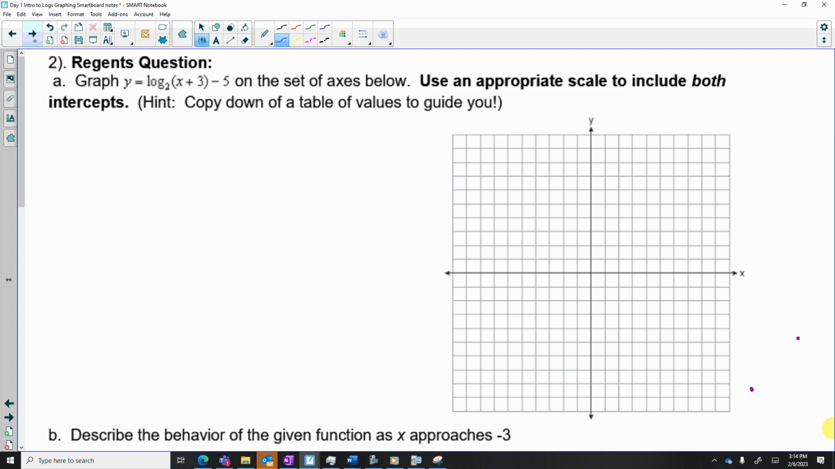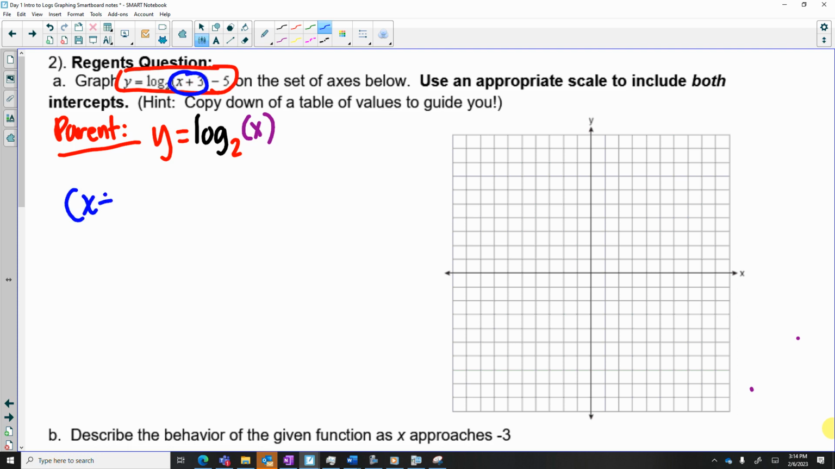So first thing I want you to notice is the equation that is given to us here. This is y = log base 2 of (x + 3) minus 5. If you had to identify a parent function of this function, it would be the basic function y = log base 2 of x. There have been two transformations on this equation. If you ask yourself what they are, the first one is the x + 3, and that is going to be a translation.